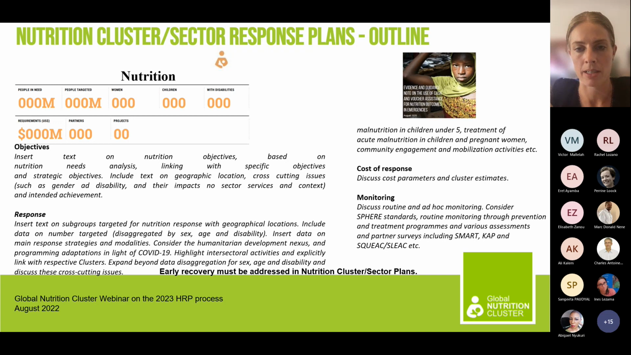As you can see, the cluster response plan outline is very similar to last year. While not new information, I will share a few key points that may support with the development of your respective sectoral response plans. So regarding the objectives, we will just need to ensure that the objectives are based on the sectoral and intersectoral needs analyses and linked with the specific and strategic objectives. Objectives are to consider cross-cutting themes such as gender, GBV and disability. And also for UNAIDS fast track countries, we are also to consider HIV as well. It is also important to highlight that the objectives highlight key intersectoral collaborations with other sectors.